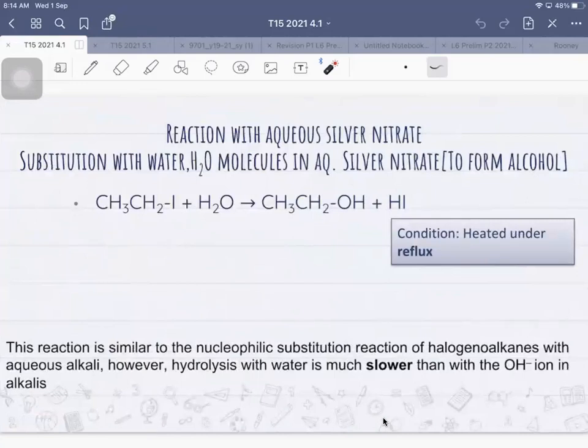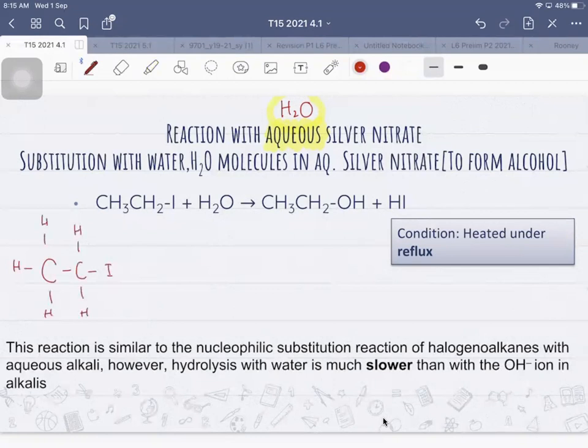Reaction with aqueous silver nitrate is also a substitution reaction. The most important thing here is the word aqueous. That means there's water in the silver nitrate. So halogenoalkanes will not react directly with silver nitrate, but actually will react with the H2O first as a nucleophilic substitution reaction. What happens here is that if I were to draw the molecule just to show you what's happening.